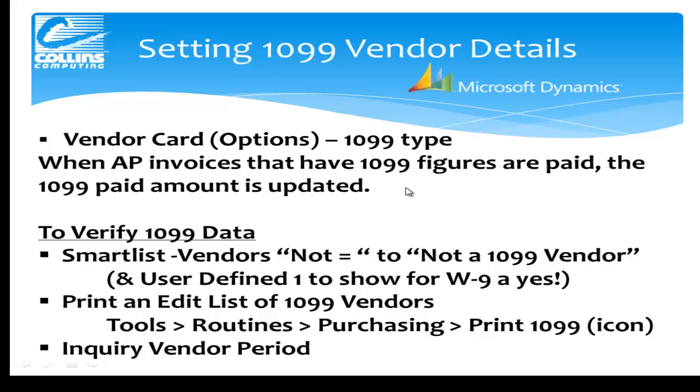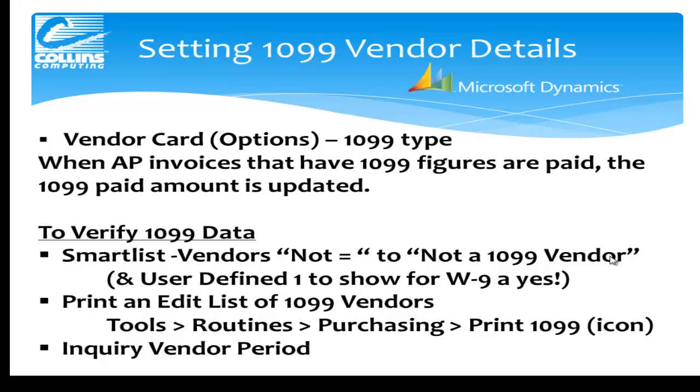Those dollar figures are only updated after AP invoices have been paid. So the 1099s are printing the amounts that have been paid in a given year. Now, if you wanted to do a quick list of all your vendors, we suggest you could do a smart list and select a column to search to say it's not equal to not a 1099 vendor. We realize that that's a double negative, but since it is either not a 1099 vendor or miscellaneous dividend or interest, this way you're selecting all of the miscellaneous dividend and interest types.